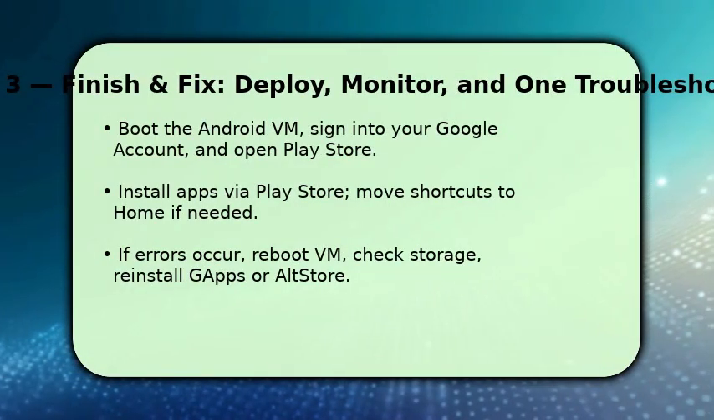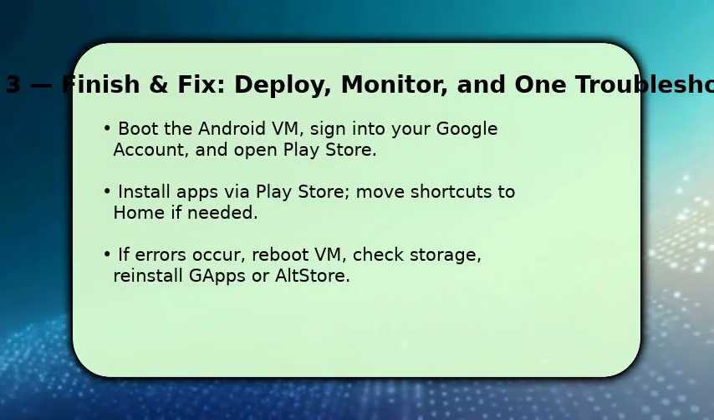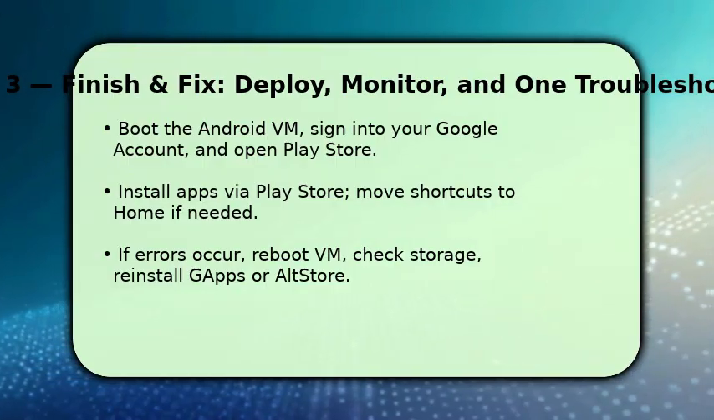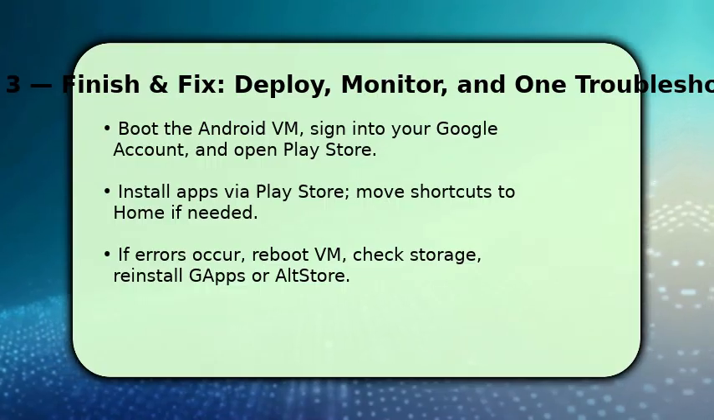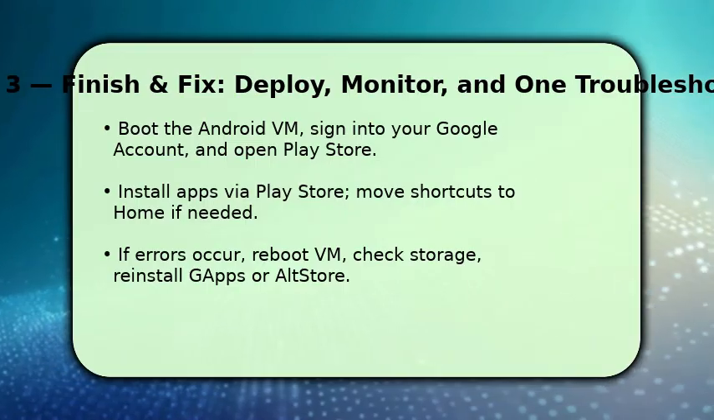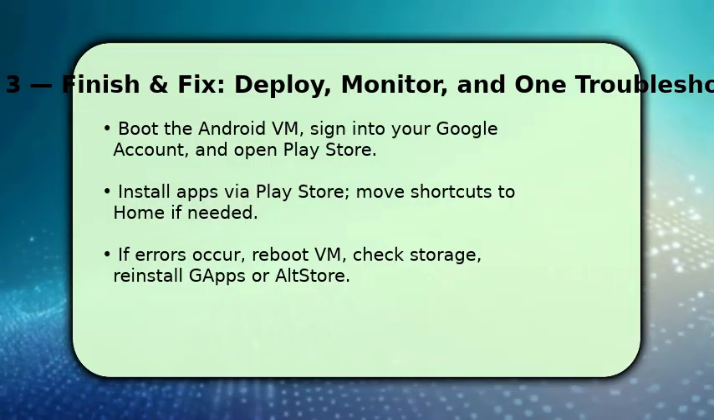Now boot the Android virtual machine and finish setup like on any Android device. Sign into your Google account, allow Play services permissions, and open the Play Store to download apps. Once apps install, you can use them inside the VM or create home shortcuts.